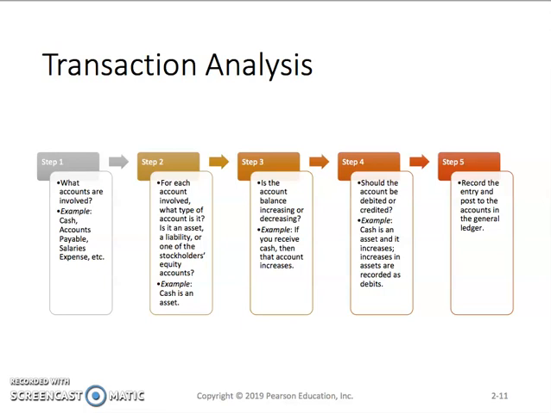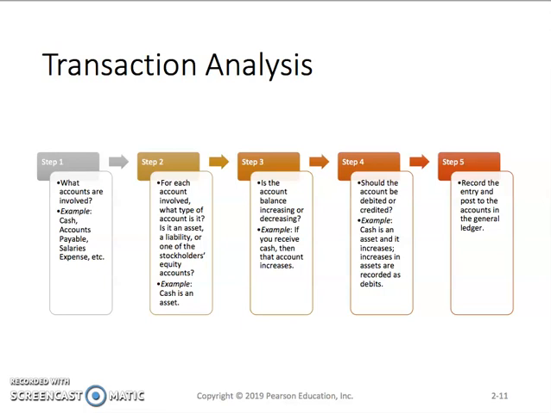And then for each account involved, which there's going to be at least 2 for each transaction, right? We have to determine what type of account it is. Is it an asset? Is it a liability? Or one of the stockholder equity accounts? Okay. Step 3, is the account balance increasing or decreasing? Okay, so we have to determine based on what we're given, is it an increase? Is it a decrease?